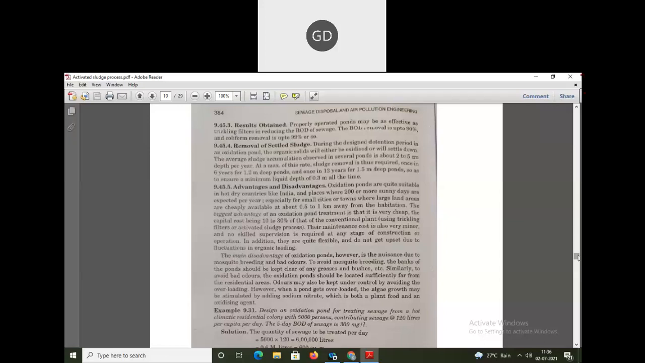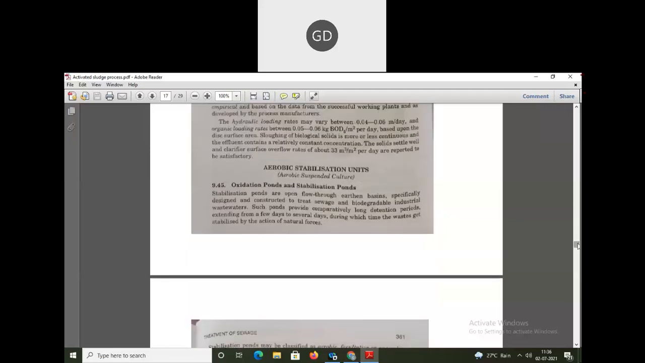If you overload these ponds, the growth of algae can be stimulated by adding some sodium nitrite, which is a plant food and also an oxidation agent. So you have to keep these oxidation ponds located far away from the residential areas. Okay, so this is about your oxidation pond.